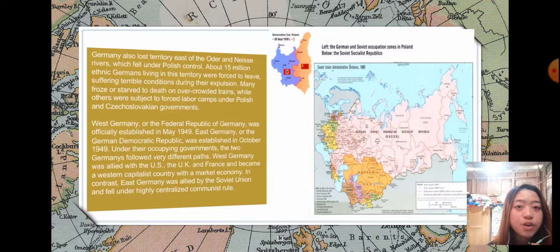West Germany, or the Federal Republic of Germany, was officially established in May 1949. East Germany, or the German Democratic Republic, was established in October 1949. Under the occupying governments, the two Germanys followed very different paths. West Germany was allied with the US, the UK, and France, and became a Western capitalist country with a market economy. In contrast, East Germany was allied with the Soviet Union and fell under highly centralized communist rule.